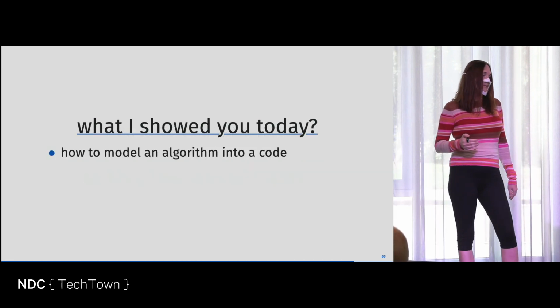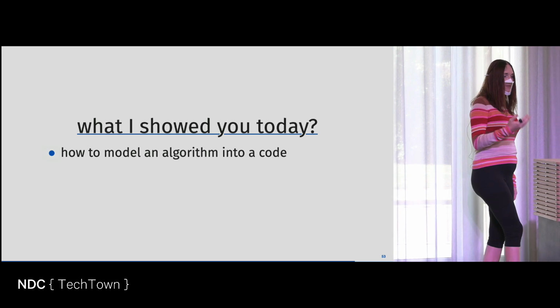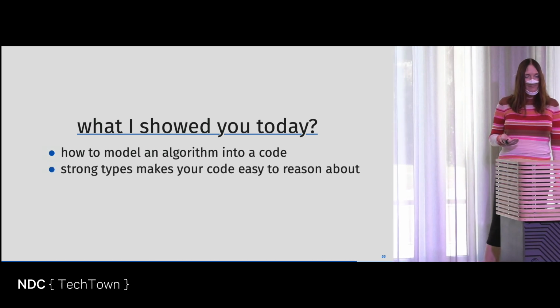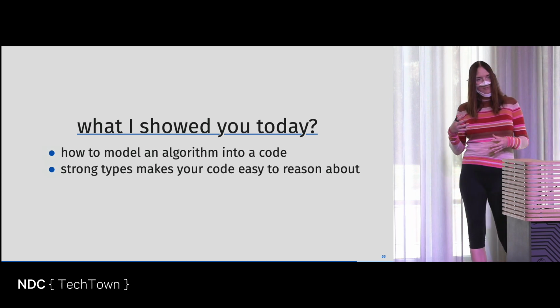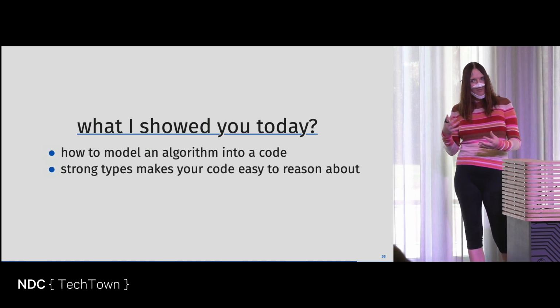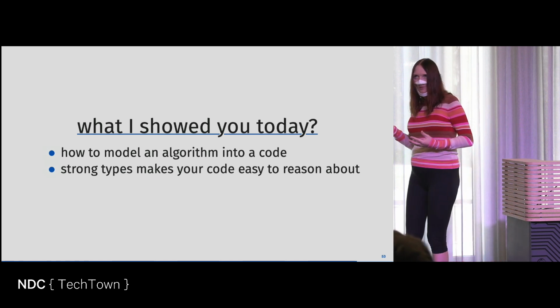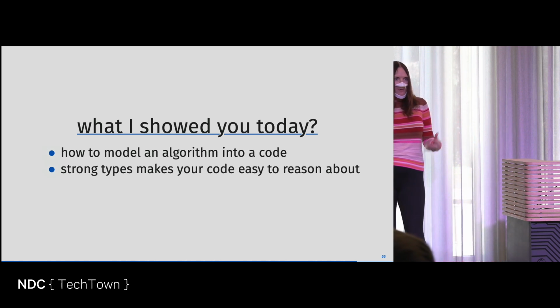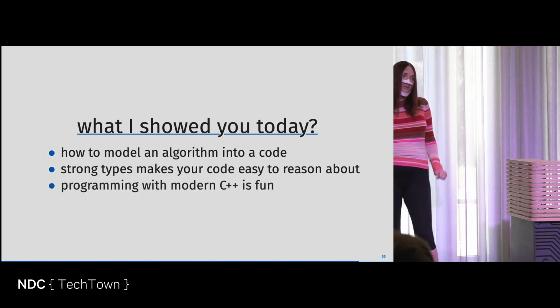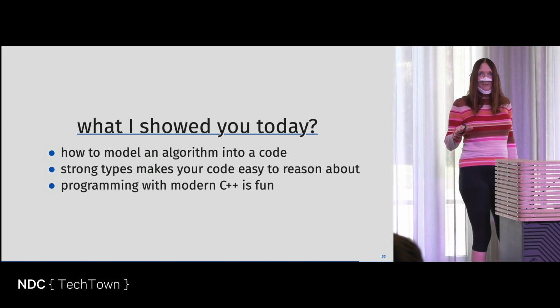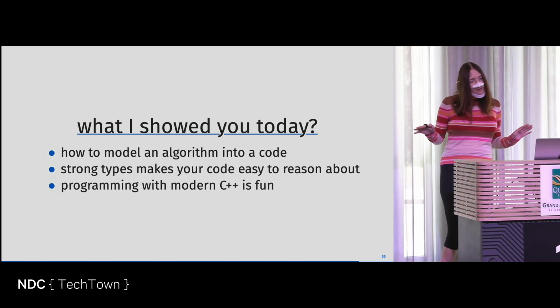So I showed you today how you can model an algorithm into code. You have verbs, nouns. If you use strong types, it's easy to reason about what you are doing, and you usually cannot do it the wrong way because it won't allow you. Also, C++ can be fun. I'm not saying it lately on my Twitter because I started learning JavaScript, but yeah.